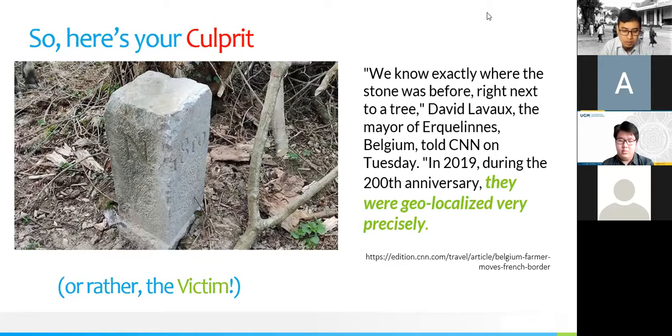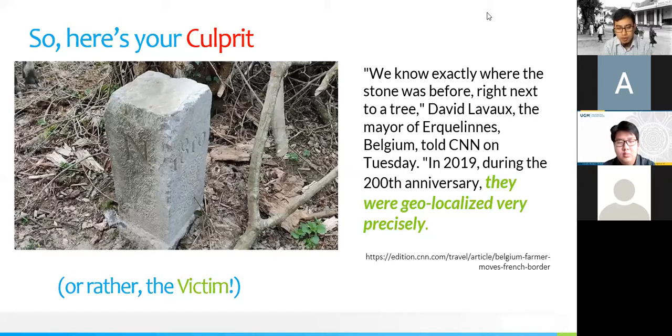For example, one of the news reports said that the mayor of Ercolins in Belgium told CNN that we know exactly where the stone was before, because the stone was geolocalized very precisely. So this is our keyword for this afternoon. We have this stone here, and then we have the word geolocalized very precisely. What it means is that the boundary has a physical reality in the form of a stone, which marks the boundary between Belgium and France. And then it also has another reality, which is geolocation.